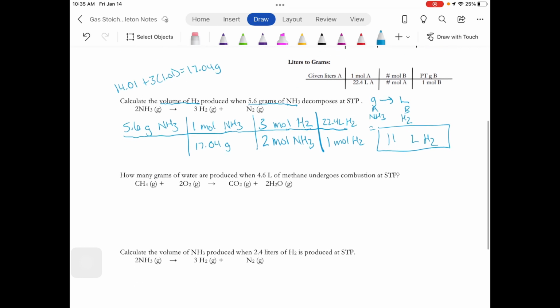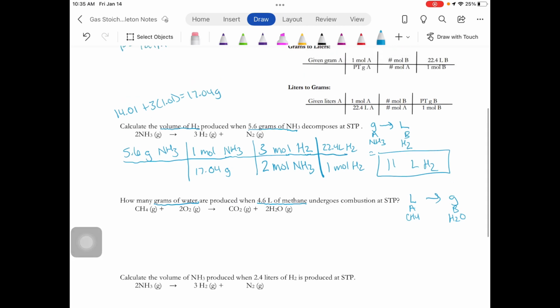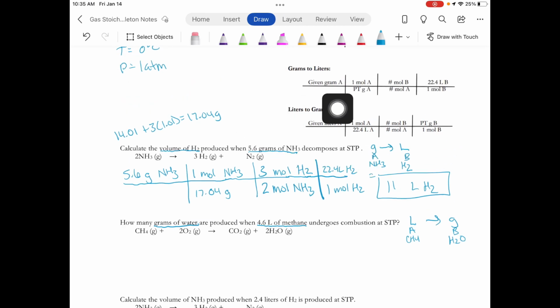Okay. How many grams of water are produced when we have 4.6 liters of methane? Okay, so we are going to go from liters, because that's what we have, to grams. So this is our A, this is our B, and our liters are of methane. Methane is CH4. And grams of water, so water will be our B. So liters to grams, so that means we're going to use this right here.